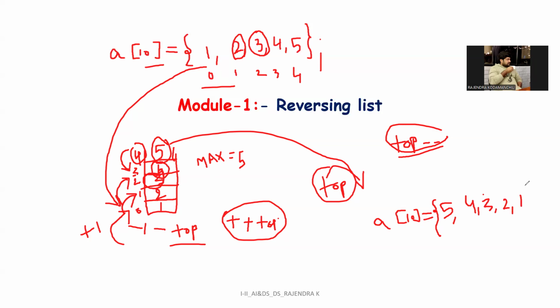So now this is my list of array. Initially I considered my list of array 1 2 3 4 5. After performing the push operation, I'm locating all the values into the stack. This operation is called push. In order to remove all the elements from the stack and store those values into the array one more time, since the stack is last in first out, all the elements come in reverse. This is the basic story related to reversing a list. I hope you understood.